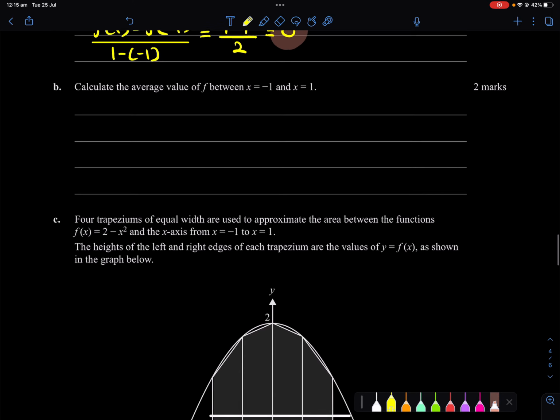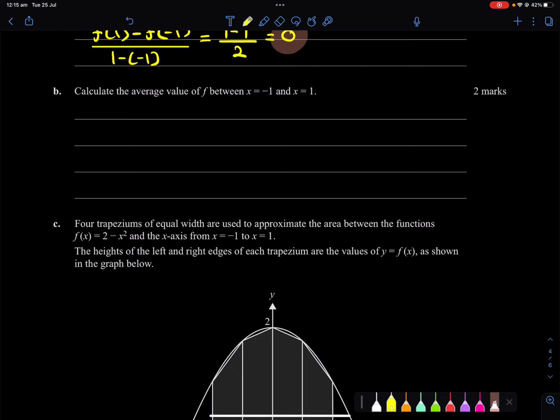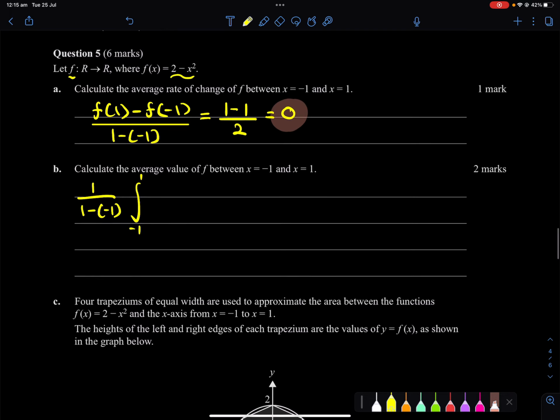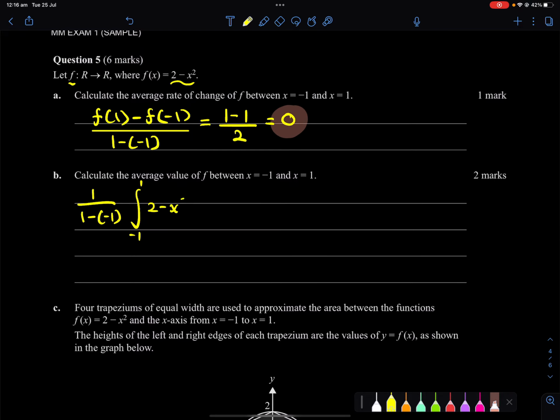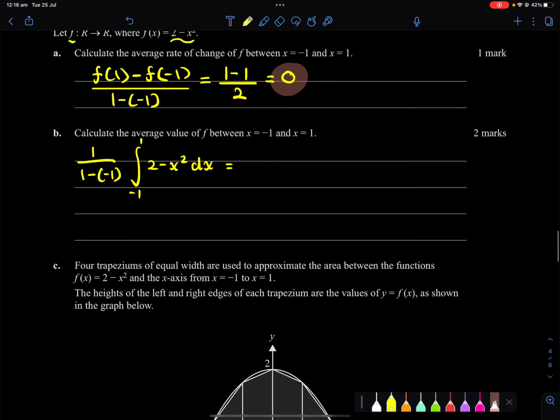Perfect. Calculate the average value of f between -1 and x equals 1. Okay, to calculate the average value, it's 1 over 1 minus -1, times the integral from -1 to 1 of the function, which is 2 minus x squared, with respect to dx. This equals 1 half. So that'll be 2x over here minus x cubed over 3, from 1 to -1.